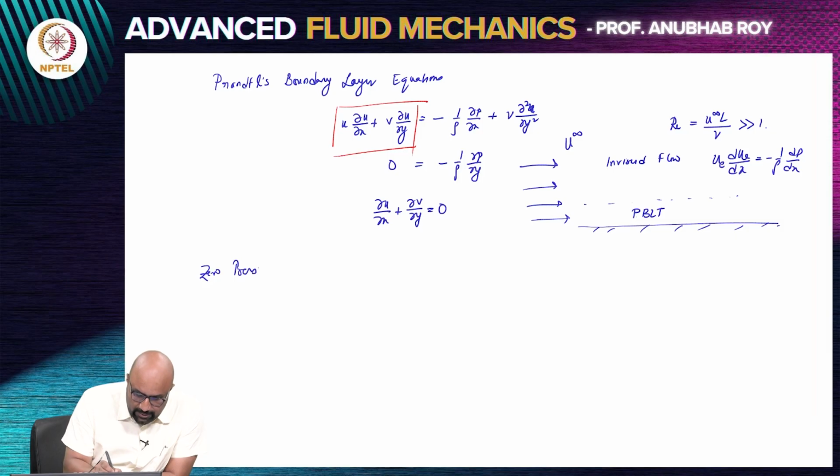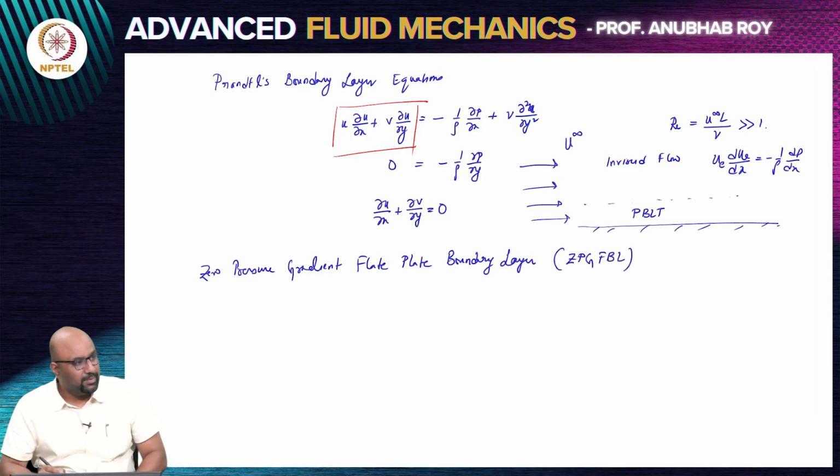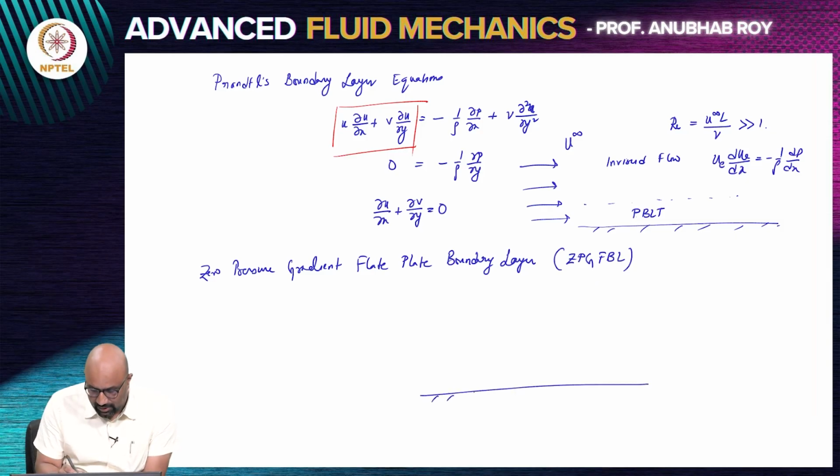zero pressure gradient flat plate boundary layer. So, quite a bit of abbreviation if you want to write down what actually it is. All that it means is that you have a flat plate, ideally semi-infinite. Semi-infinite implies that there is an x equals 0 and the plate extends all the way to infinity. And there is an incident uniform flow.